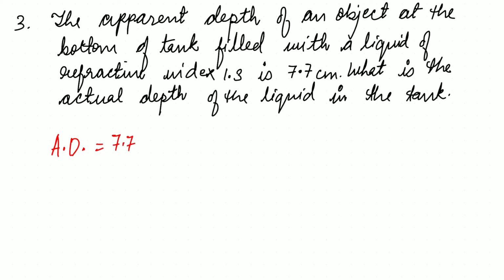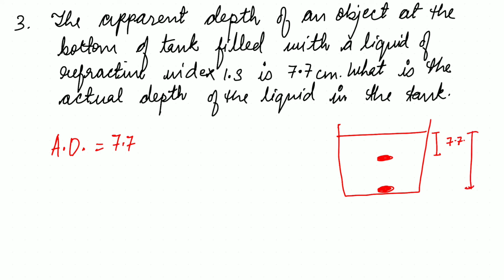So basically you have an object at the bottom of the tank, which is filled with water, and obviously the image is somewhere here. This distance is given to you, 7.7. This distance is your real depth, which is something you have to find out. Now you are given the refractive index of this liquid, that is 1.3. This is nu 2, this is nu 1.